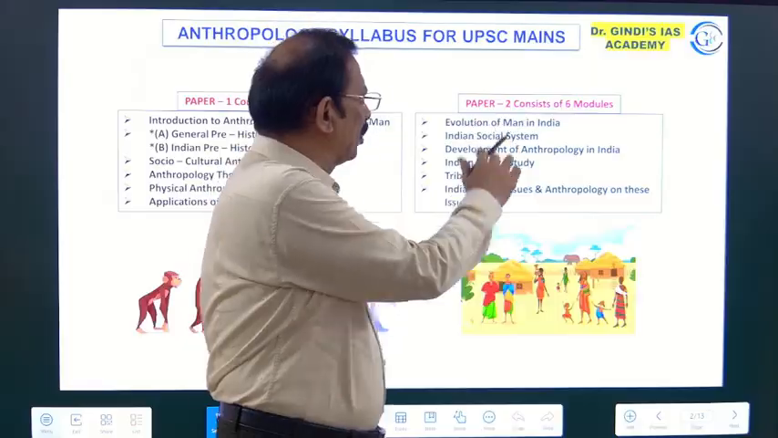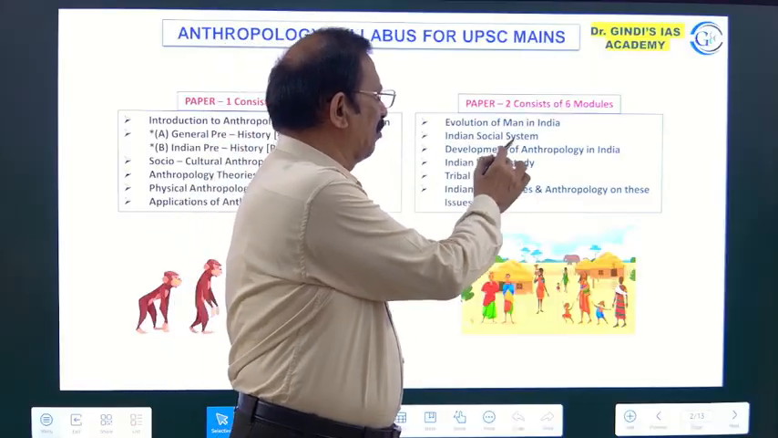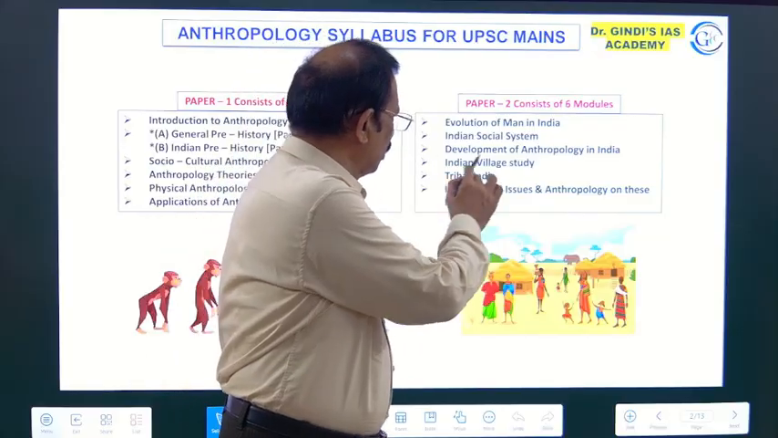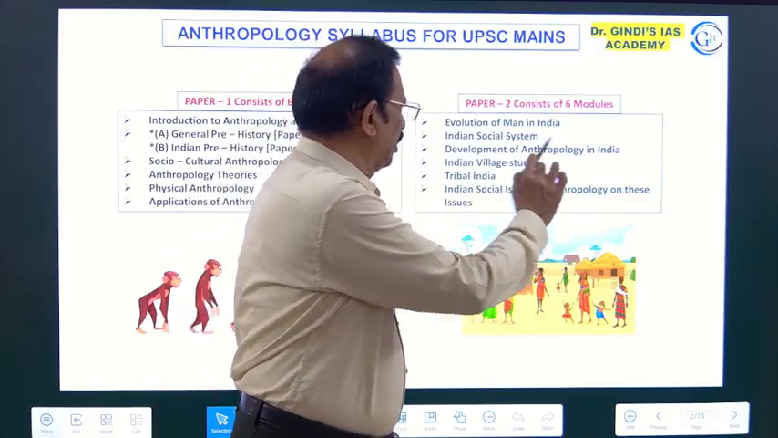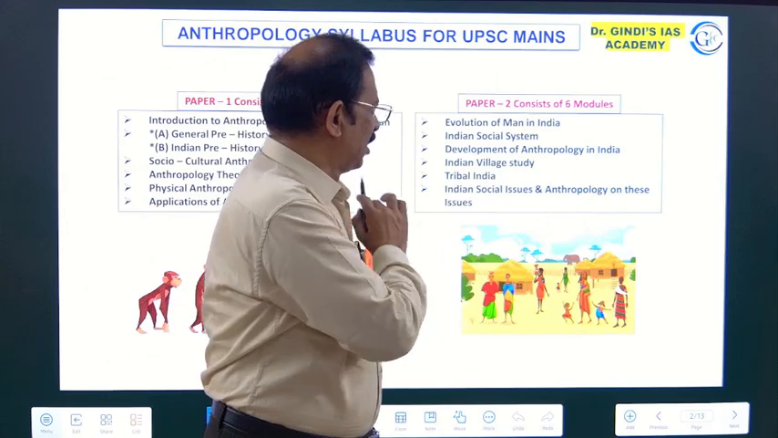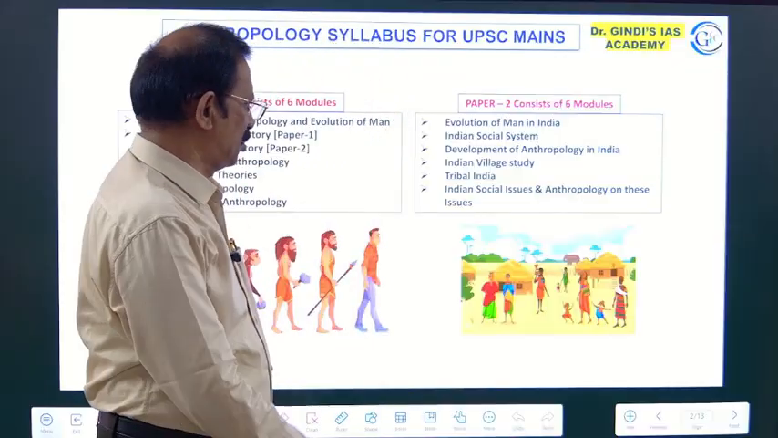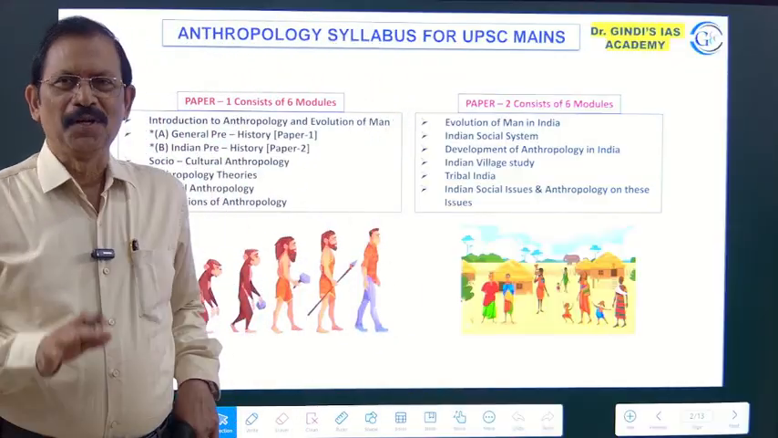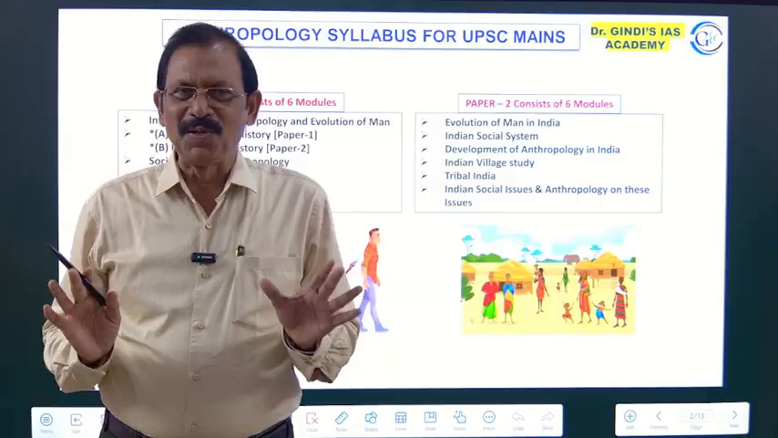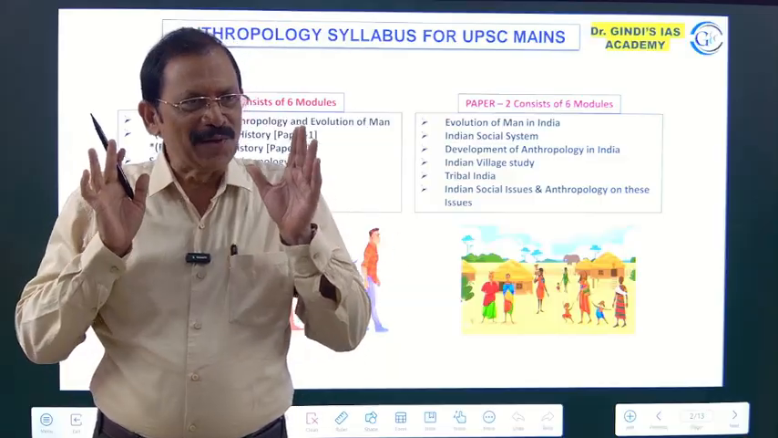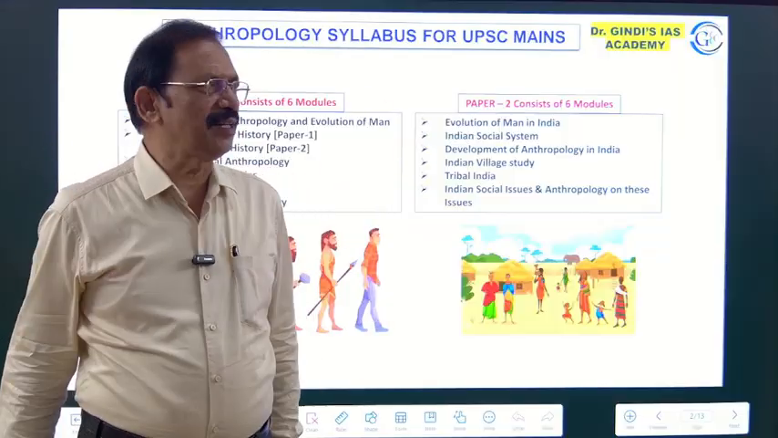Then, paper 2 consists of evolution of man in India, Indian social system, development of anthropology in India, Indian village studies, tribal India, and Indian social issues and anthropology's view on these issues. In total, we are going to discuss humans alone, that is anthropology. Right, next slide.